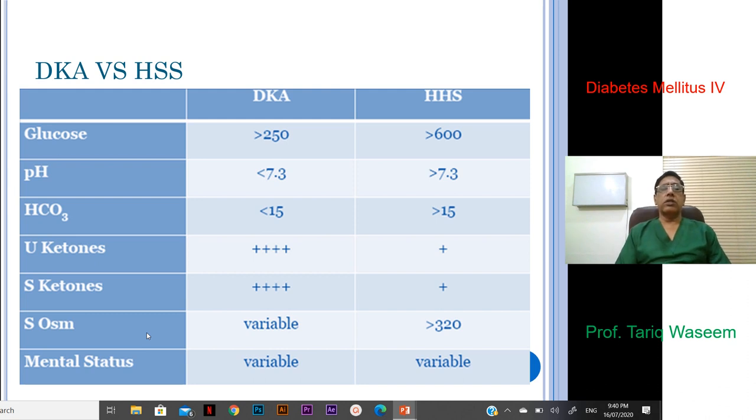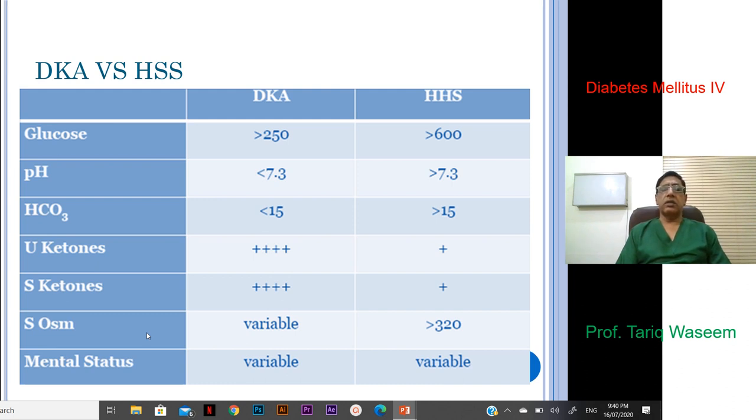In DKA, glucose is usually around 250 to 300, 400, but in HHS, it is usually above 600. The pH would be less than 7.3 in DKA, but more than 7.3 in HHS. Bicarbonate would be less than 15 in DKA, and more than 15 in HHS. Urine ketones are significantly present in DKA, more than 4 plus.